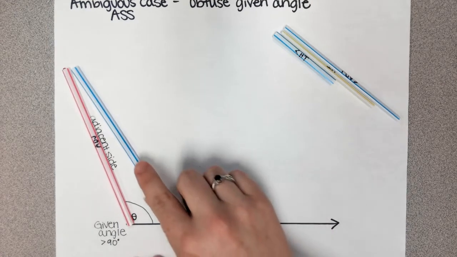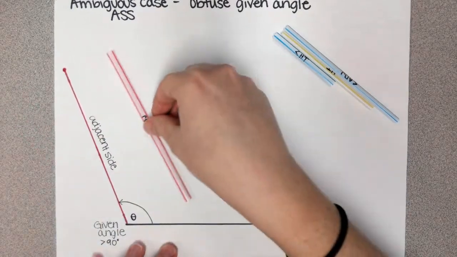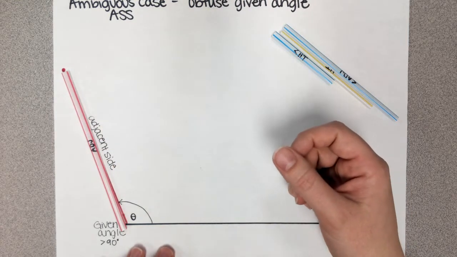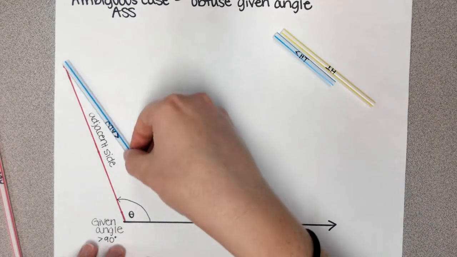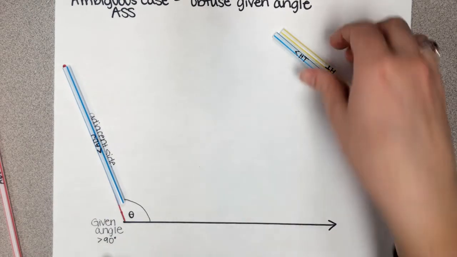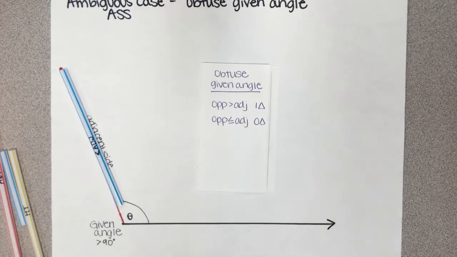So if your opposite side is not longer, what's going to happen is it's going to either lay flat onto itself if it equals the adjacent, or if it's less than the adjacent, it won't even reach this ray at all. So the nice thing about the obtuse is there's only two situations. Either there is a triangle or there's not a triangle. You just have to see is the opposite side longer or not.